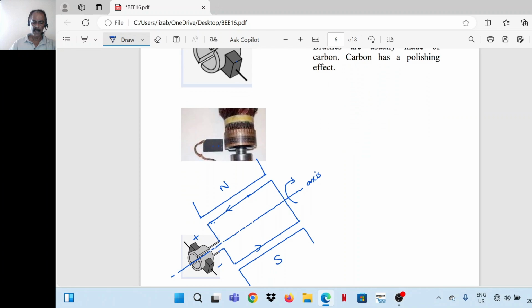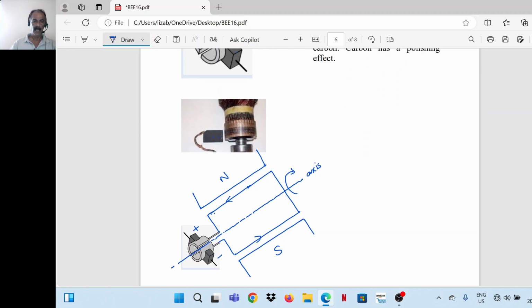Now, how is the current made unidirectional in the external circuit? One small example is given here. See a single coil rotating like this. This is the north pole, this is the south pole. So this is the direction of magnetic flux. The coil is rotating in this direction. Accordingly, say I'll name this conductor A, this conductor B. Now conductor A has got current direction as marked here. So accordingly, this segment is positive and this brush collects positive current, or current flows in this direction. From here, it flows to the load.